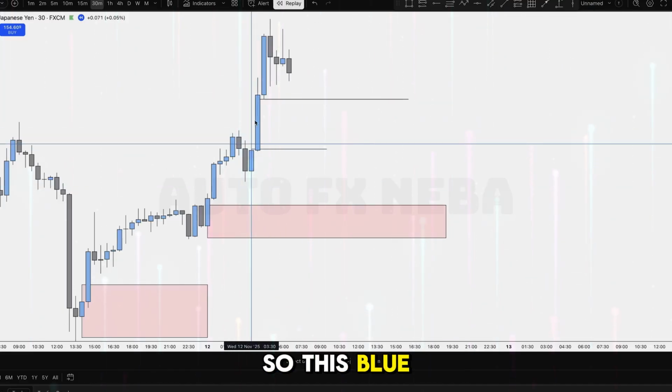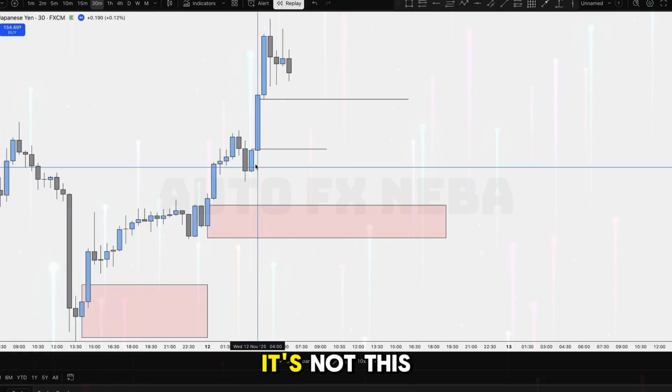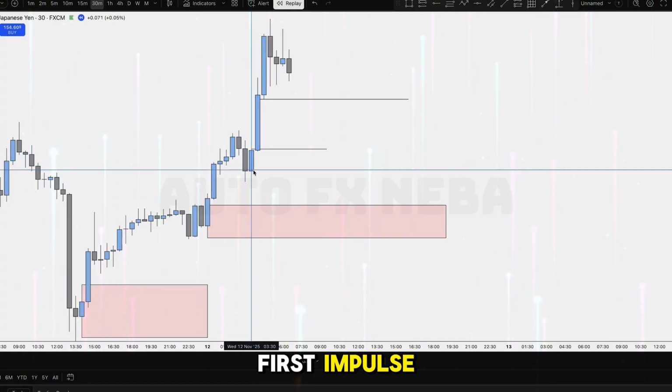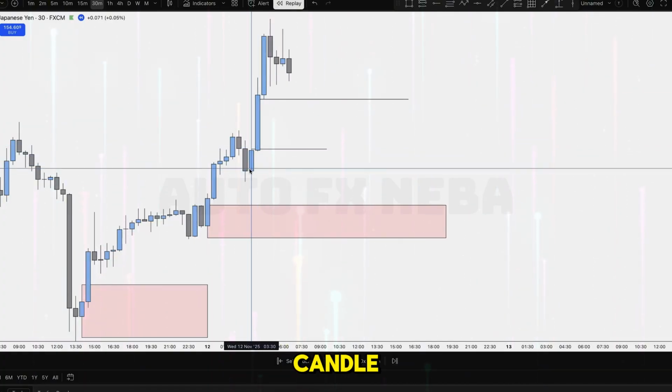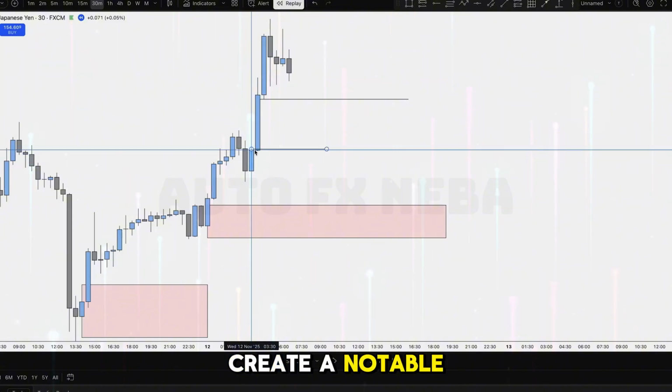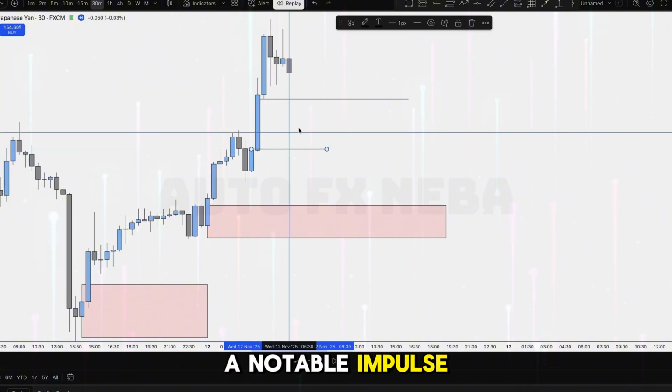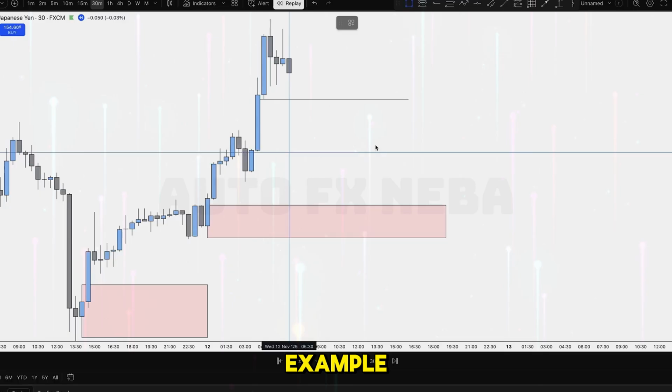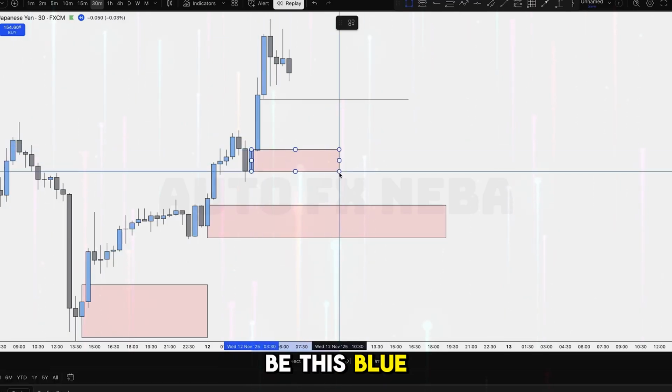So this blue candle is our imbalance. It's not this blue one. This is not the first impulse. This is the first impulse. This candle, although it is not wicky, is confined within the previous bearish candle, and it didn't create a notable imbalance to be a notable impulse. So our demand zone for this example is actually going to be this blue candle here.